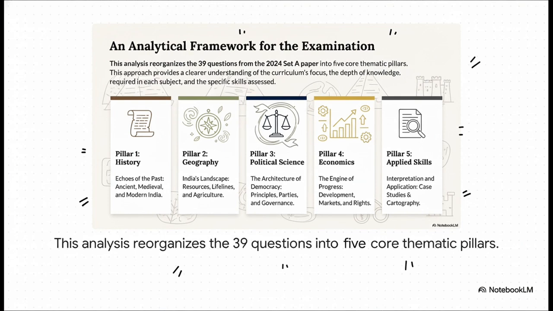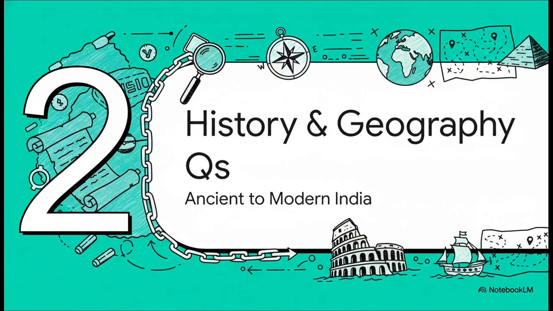It takes all that complexity and neatly sorts it into 5 core pillars: history, geography, political science, economics, and, this is the really interesting one, applied skills. This is how we're going to decode the exam's DNA. All right, let's jump right into our first 2 pillars. We're starting with the foundations, history and geography.